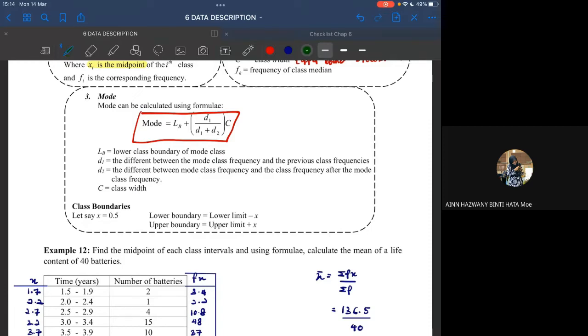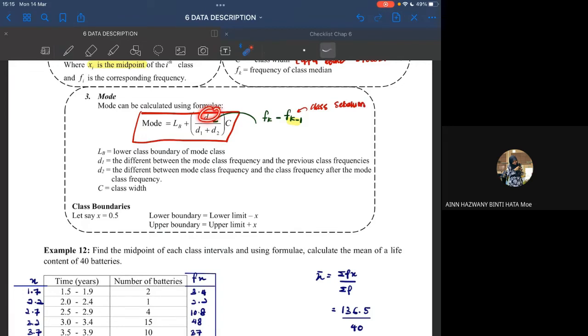Ini lower boundary. D1 dekat sini ialah frequency kelas mode yang tertinggi tu. Macam biasa macam median tadi kita kena cari kelas dia. Sama juga untuk mode, kamu kena cari kelas mode kamu tu. D1 ialah frequency kelas tolak dengan frequency kelas before. Tolong alert dekat sini. Lagi sekali saya cakap K minus 1 maksudnya kelas sebelum.